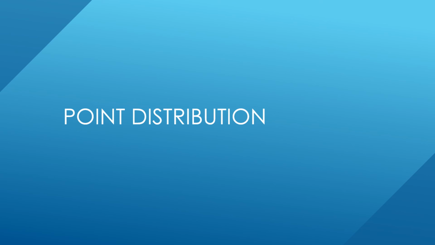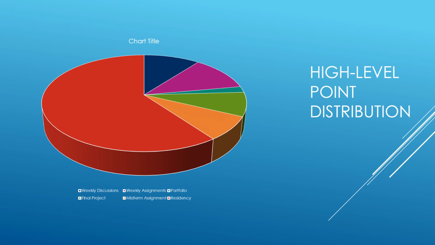Moving on to the point distribution, and this is the part that might be pretty relevant for you as a student. The idea here is that you should know where points are going to be so that you can maximize your efforts on those things which have the greatest points. That's not to say you ignore the ones that are lesser percentages, but for example, if you were to not go to residency, you're not going to pass. So knowing that, pretty important thing.